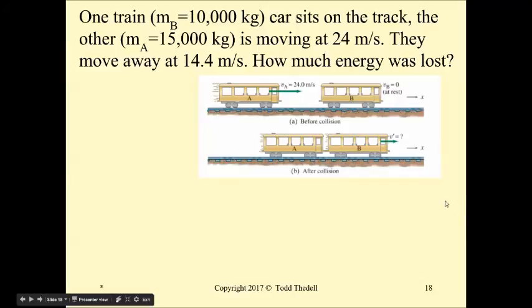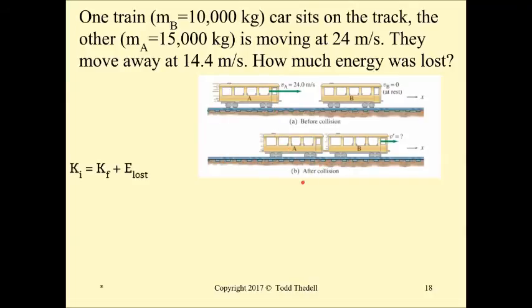Okay, remember the cars we studied when we did the first part of this. We have one train, the B train, which is 10,000 kilograms, sits on the track. It's at rest. And the A train, which is coming from the other side, is 15,000 kilograms, and it's moving at 24 meters per second. Now, we calculated that they move away together at 14.4 meters per second. Right? We used the conservation of momentum to do that. Well, now the question is how much energy was lost. So we're going to use this 14.4 that we calculated earlier.